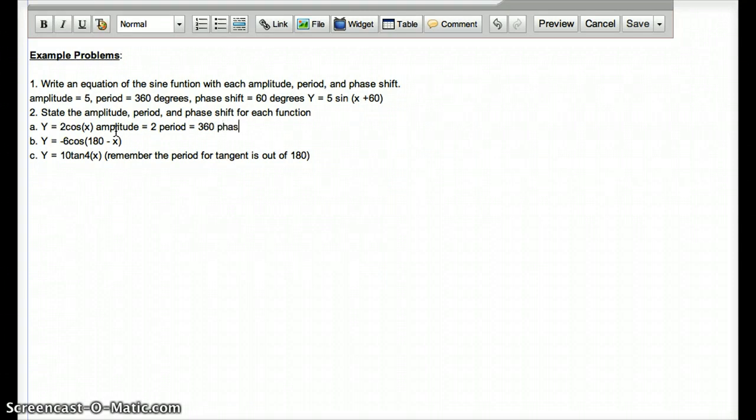Last, we have the phase shift, which is represented right after theta. In this case, that is x. And here we don't have any phase shift at all. So basically, when you don't have a phase shift, just leave it as 0 degrees. And that's that. For the next one, we have y equals 6 cosine, and in parentheses, 180 degrees minus x, or theta in this case.